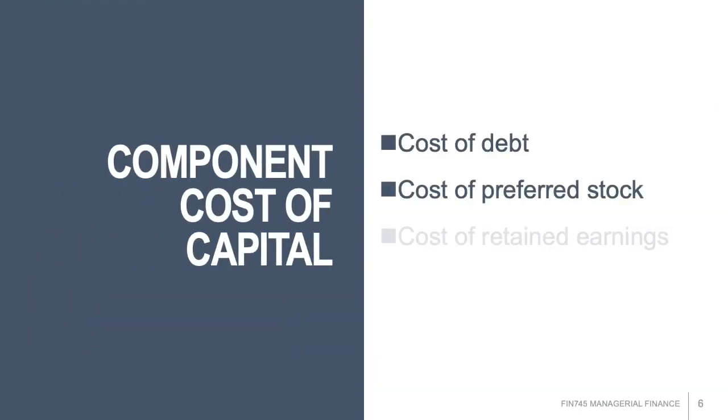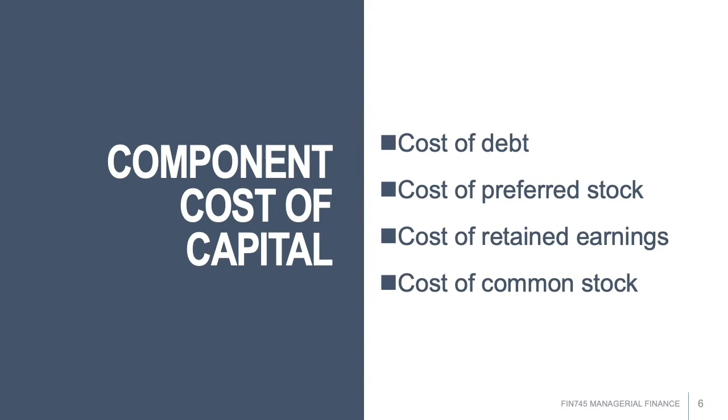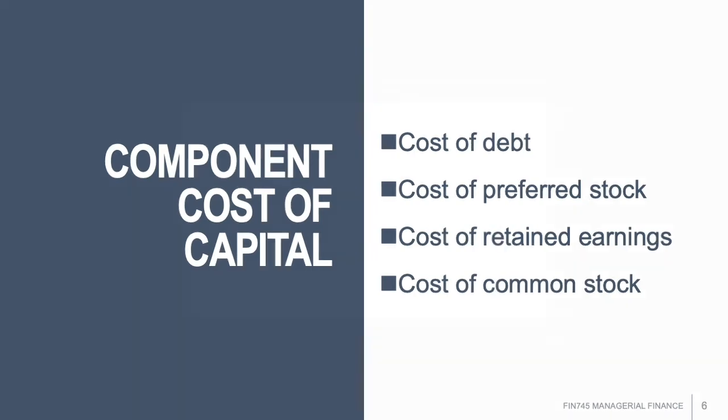Now we look at the component cost of capital and the calculation for each cost of capital. So we have cost of debt, cost of preferred stock, cost of retained earnings, and cost of common stock.